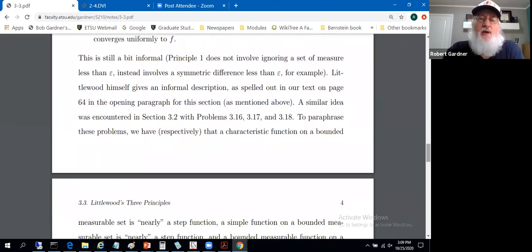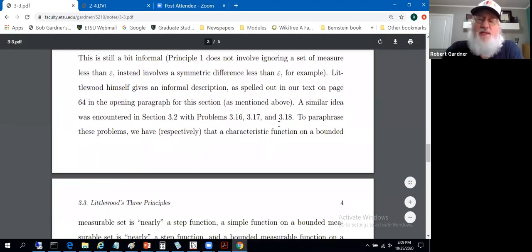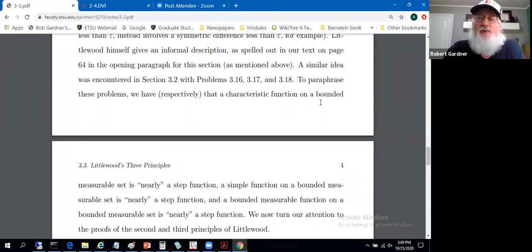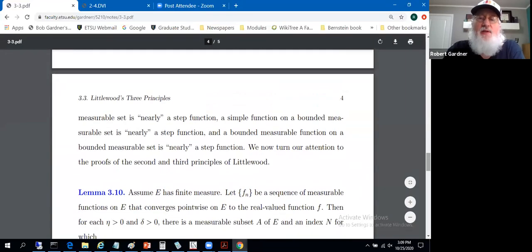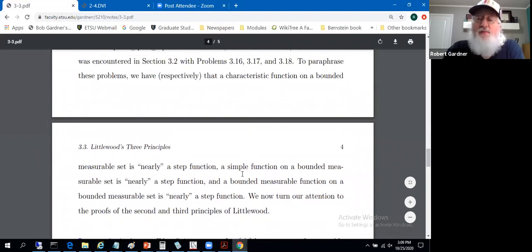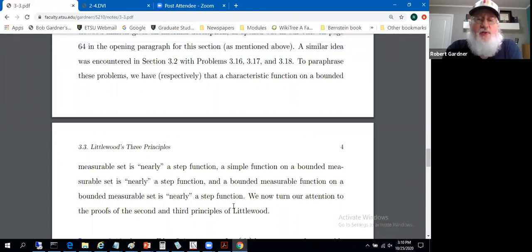There's some similar results. The problems from section 3.2, problems 16, 17, and 18 deal with an idea of simple functions, characteristic functions, and a nearly kind of behavior. Paraphrasing what those say, a characteristic function on a bounded measurable set is nearly a step function. Problem 16 says, and that dealt with characteristic functions. Simple functions are defined in terms of characteristic functions. A simple function on a bounded measurable set is nearly a step function as well. And a bounded measurable function on a bounded measurable set is nearly a step function. So we're getting behavior similar to step functions nearly everywhere.